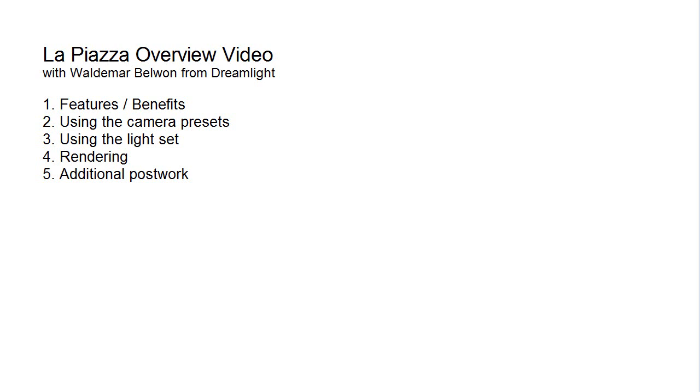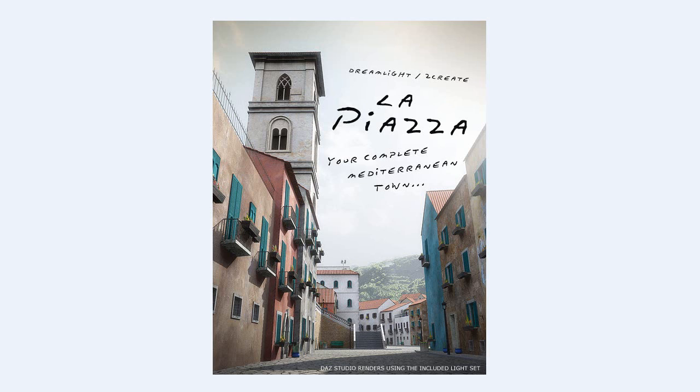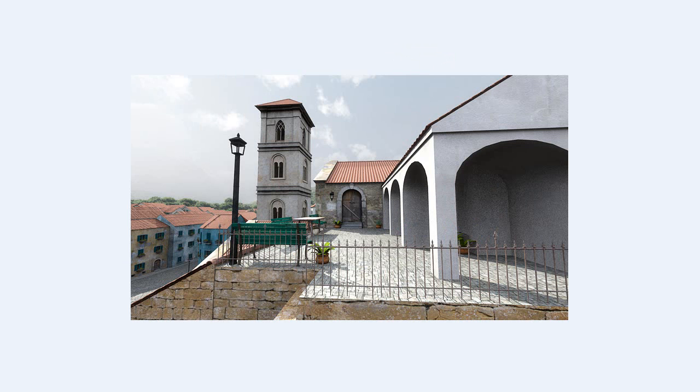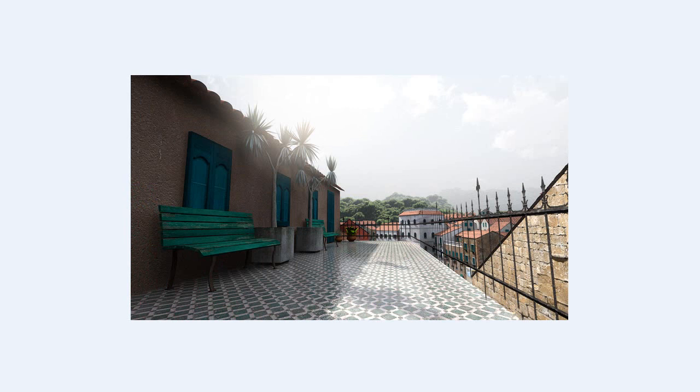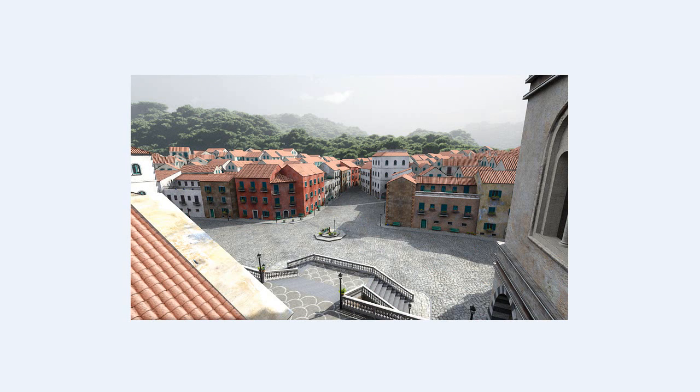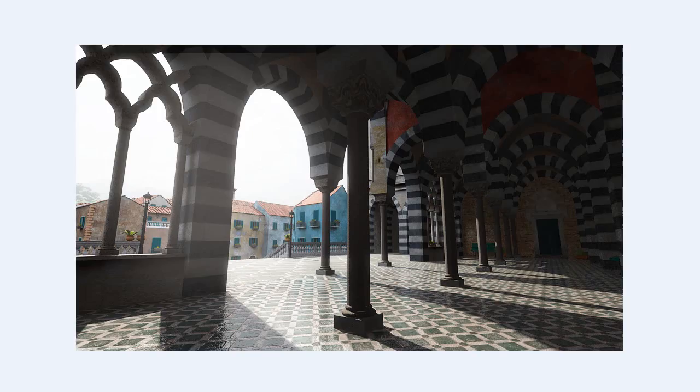And I'm going to cover 5 steps: features, benefits, using the camera presets, using light set, rendering, and some additional post work. So one of the things with this prop is the size of it. It's really huge, and the thing that me and Jason from 2Create wanted to achieve is to make it as grand as possible and yet keep it simple to use, so that you get all these details right on the street level, and you can then back the camera and get this nice overview renders of the city as well.